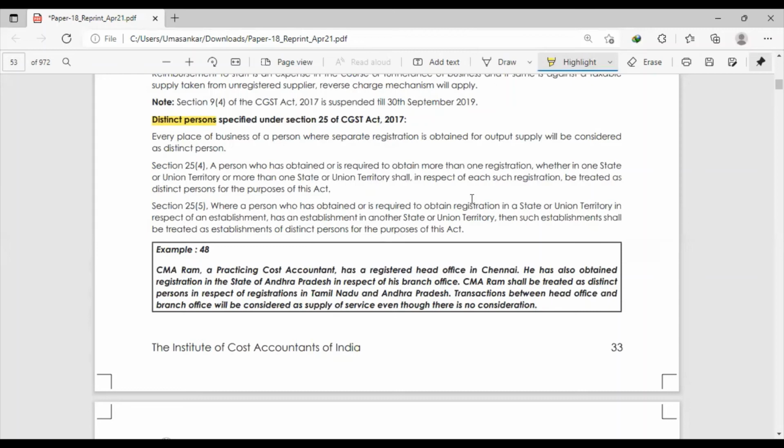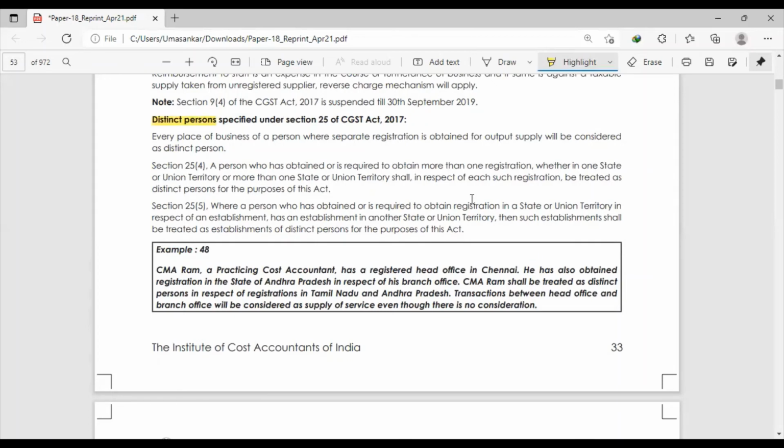See, what do you mean by distinct person? Every place of business of a person where separate registration is obtained for outward supply will be considered a distinct person. What do you mean by saying every place of business where separate registration is obtained for supply will be considered a distinct person?